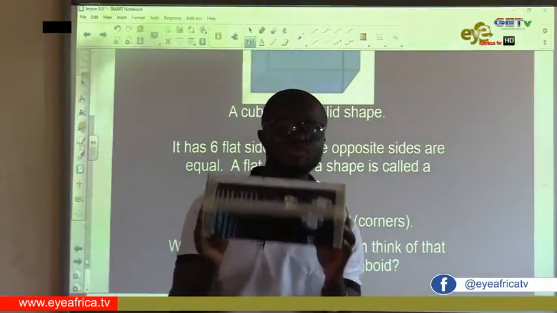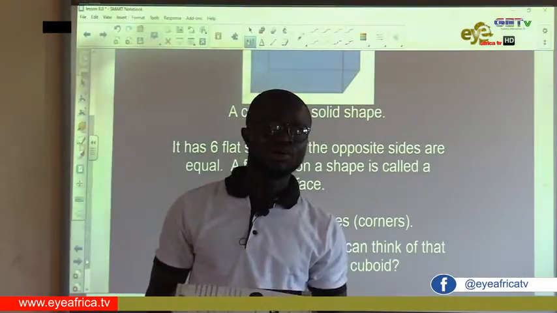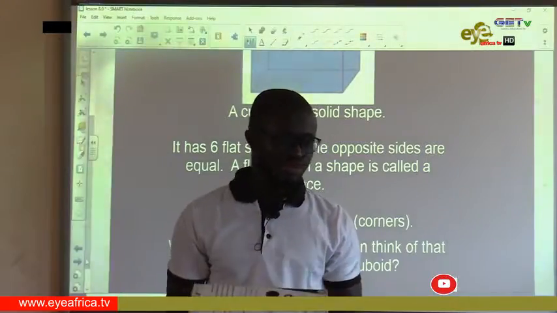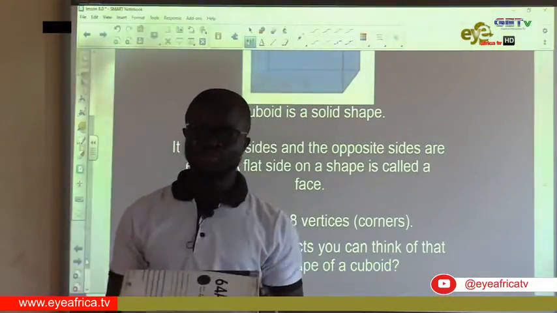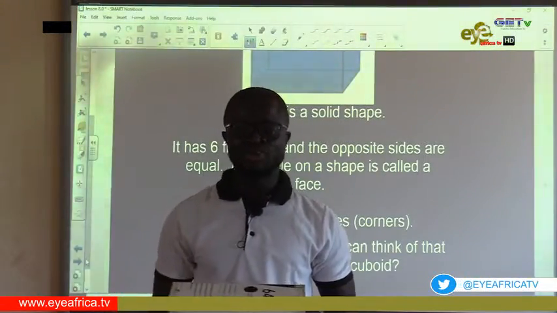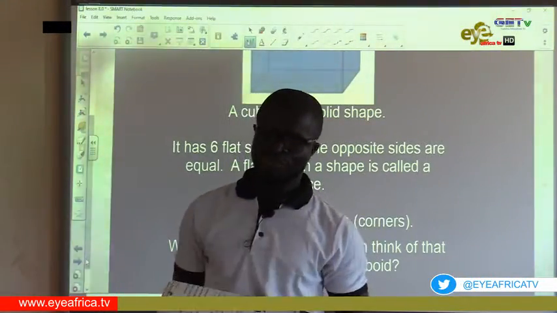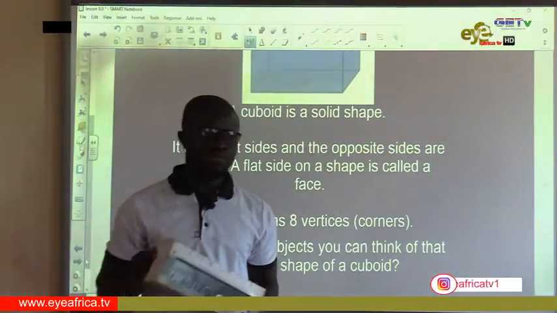So the shapes used in building this material are all rectangles. So it means the cuboid is made out of what? Rectangular shapes. Whilst the cube is made out of what? Squared shapes. There is one more property that I did not mention about the cuboid.